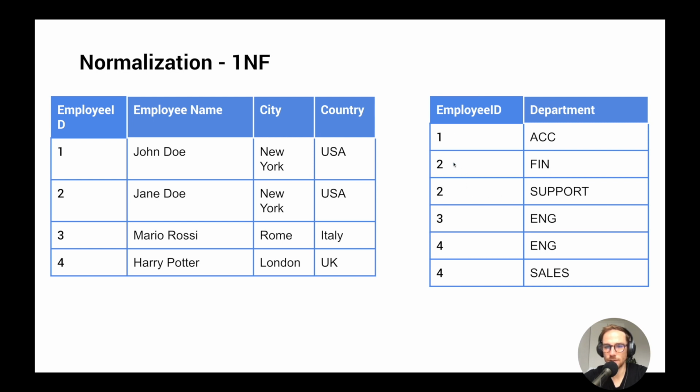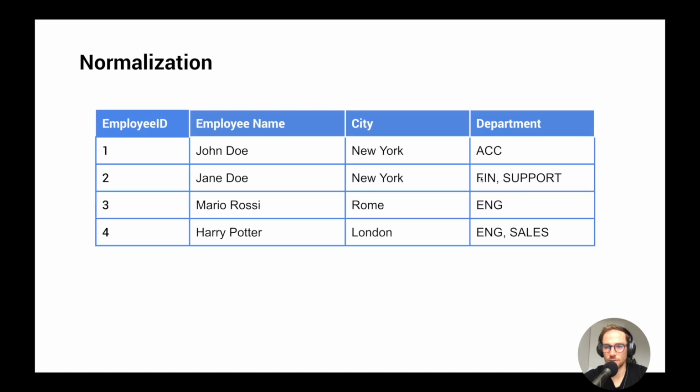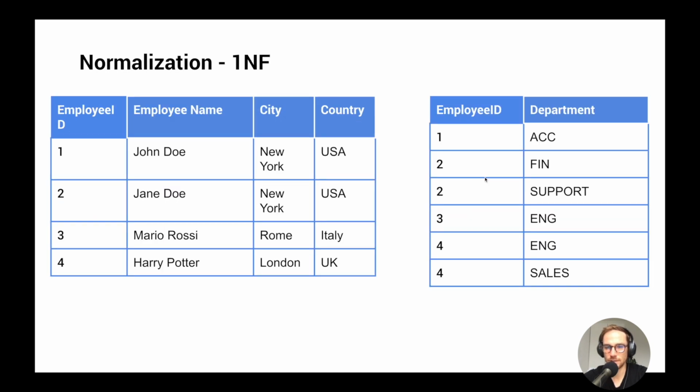So for example, the employee ID 2, which was the one that had 2 departments, finance and support, is going to have 2 rows in this new table, because Jane Doe works for the finance department and also for the support department. Same thing for Harry Potter, for example. This is the first normal form of the table. Now let's see how we can move from the first form to the second form.